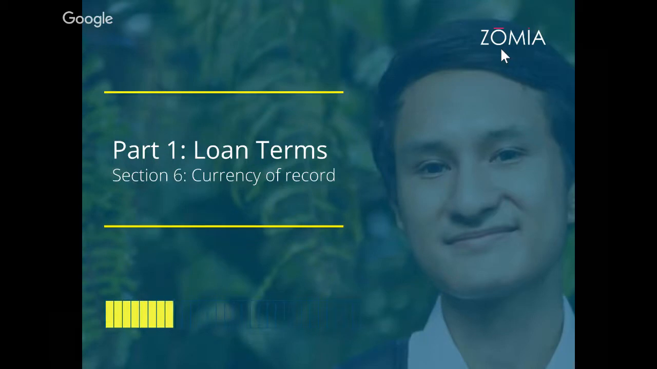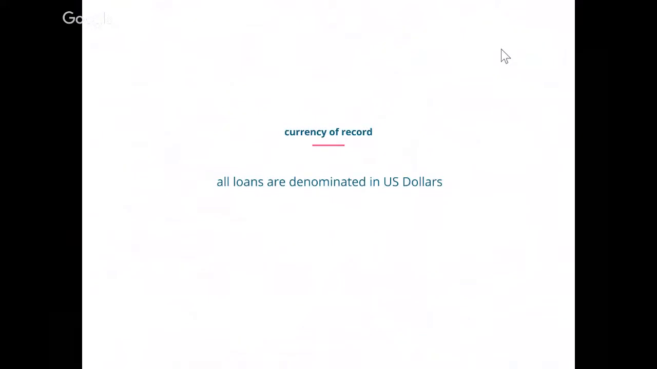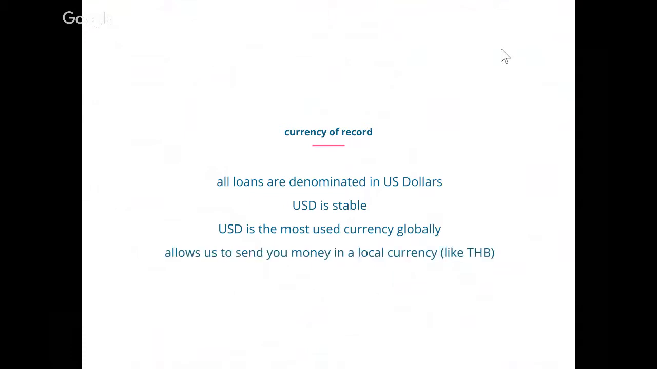You've probably noticed by now that whenever I refer to a loan, I use US dollars. That is because right now, all of our loans are based on US dollar amounts. And we do this because the US dollar is a stable currency. Its value doesn't go up or down very much in a short amount of time. It's also used by just about every country in the world, so it's really familiar. And because it's stable and familiar, that makes it very easy to use.